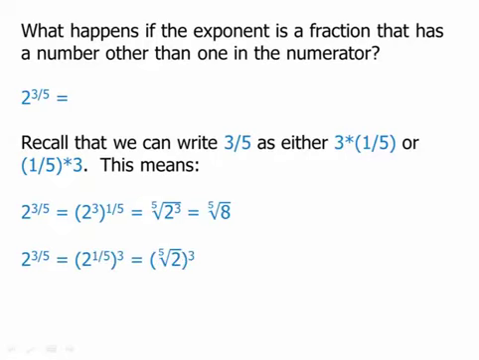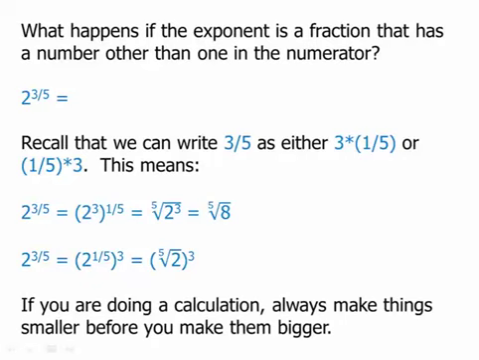Another way I could do it would be to write the 5th root on the inside. So on the inside, I have just the 5th root of ordinary 2, and on the outside, I'm cubing it. Either one of those is perfectly fine. And I will say, if you actually have to do a calculation, if you have to choose between these two, always make things smaller before you make things bigger. That's a very important point of strategy.